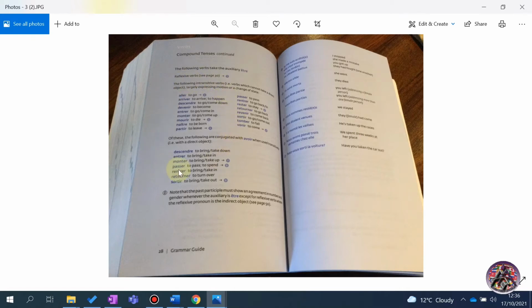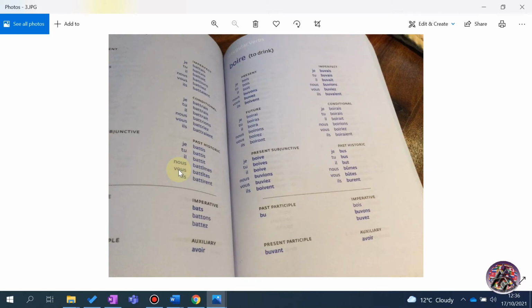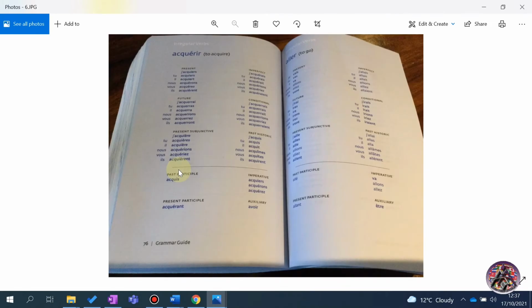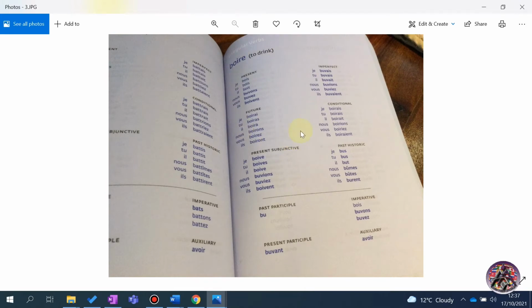However, in this case, it's not on that page. So if it's not on page 28, I'm just going to go to the next page. The next page is going to, from page, I think it's 76 onward. From 76 onward, you have irregular verbs alphabetically. So if it's there, like in this case, you are in luck.